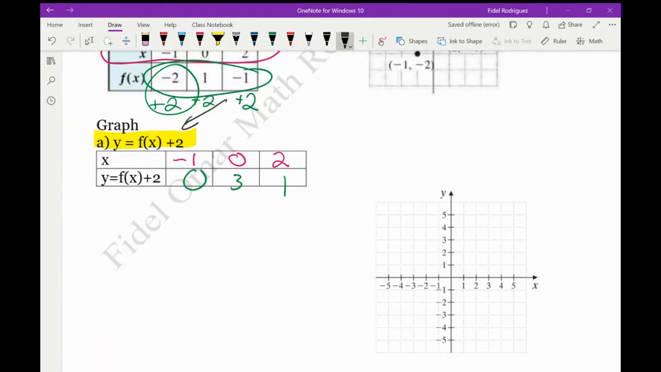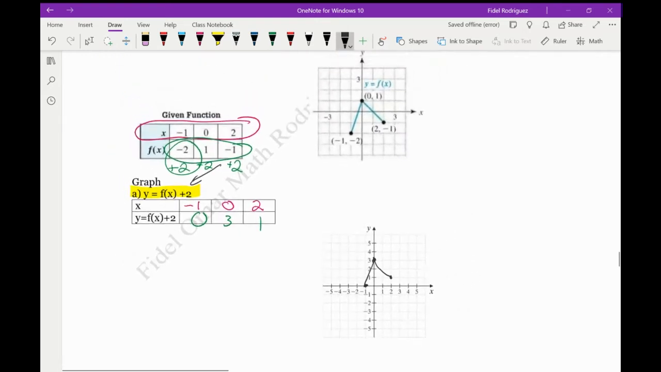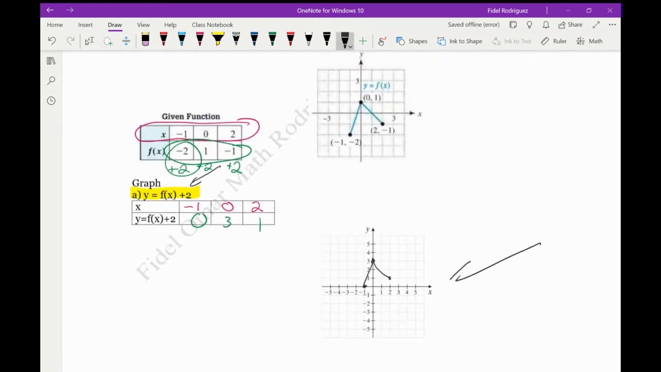So look, when the x value is -1, the y value is 0. When the x value is 0, the y value is going to be 3. And when the x value is 2, the y value is going to be 1. And there's my picture. If you look at this picture compared to that one, all we did is take that graph and move it up 2 spaces. That's all I'm really trying to do here, y'all.